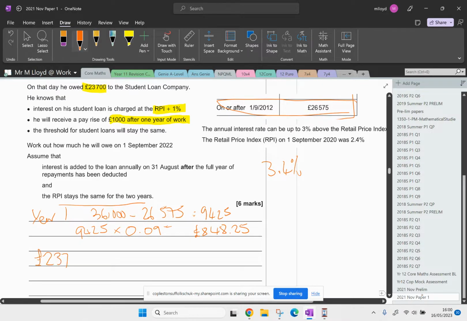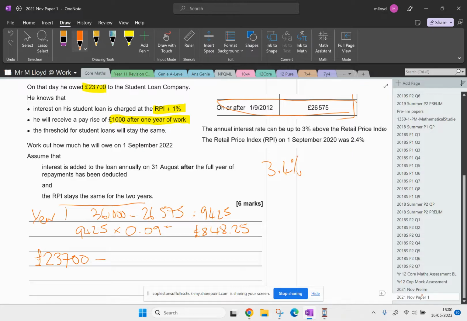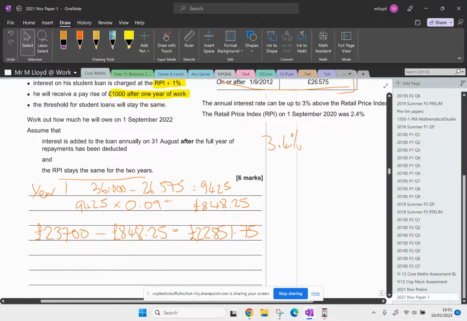So 23700 take away 848.25. 23700 take away answer, because that's still in my calculator, means it's £22,851.75. And now we need to add that interest on.